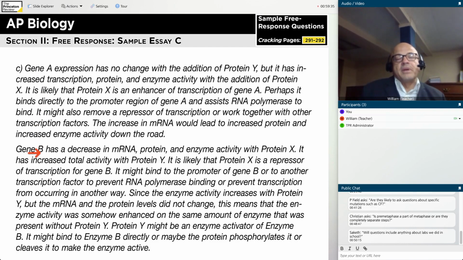I'm just trying to show you how you would give a written explanation for what you have based on what they're saying. Within this writing is where you would use your reasoning and biological knowledge. For example, it's likely that X is a repressor of transcription. It could bind to the promoter or another transcription factor to prevent the RNA polymerase from binding. Again, it's clear thinking without the specifics, but knowing full well that it addresses the question. mRNA and protein levels did not change, which means the enzyme activity was somehow enhanced. So you're linking what the data are and what your observations are.